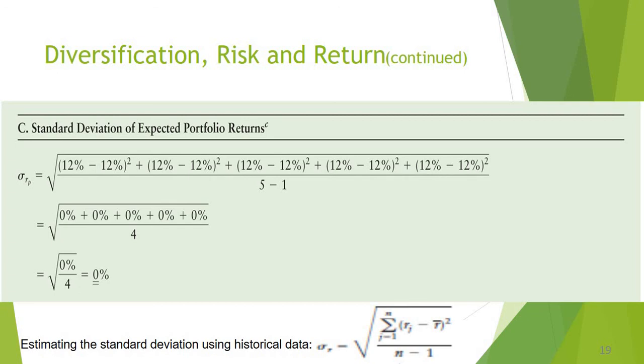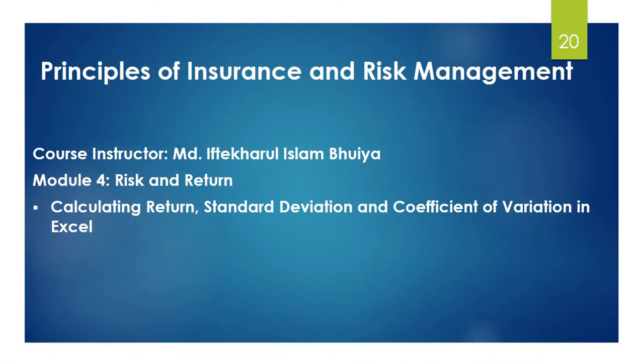Instead of investing in one asset, we should find assets that have really low correlation, and if we diversify our portfolio, we will be able to minimize risks without sacrificing return. So that's the concept of diversification, risks and return. That's all about this lecture.